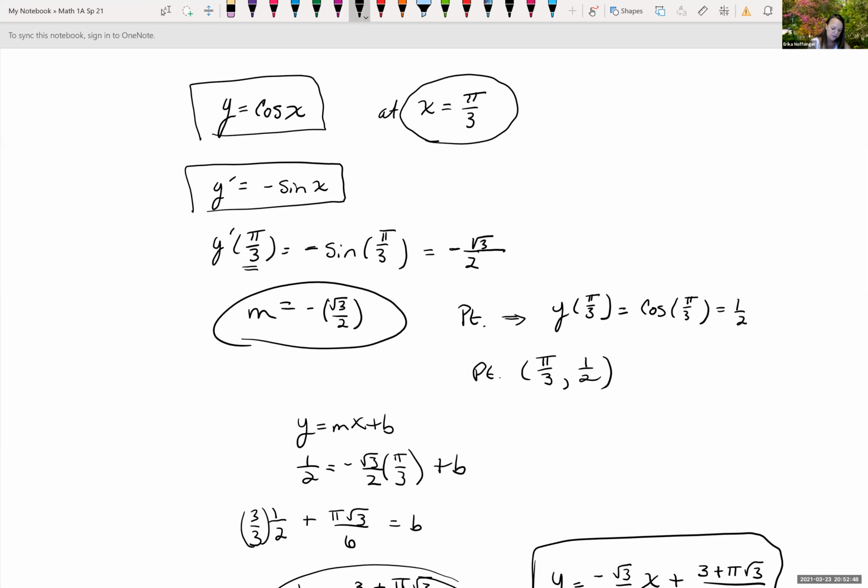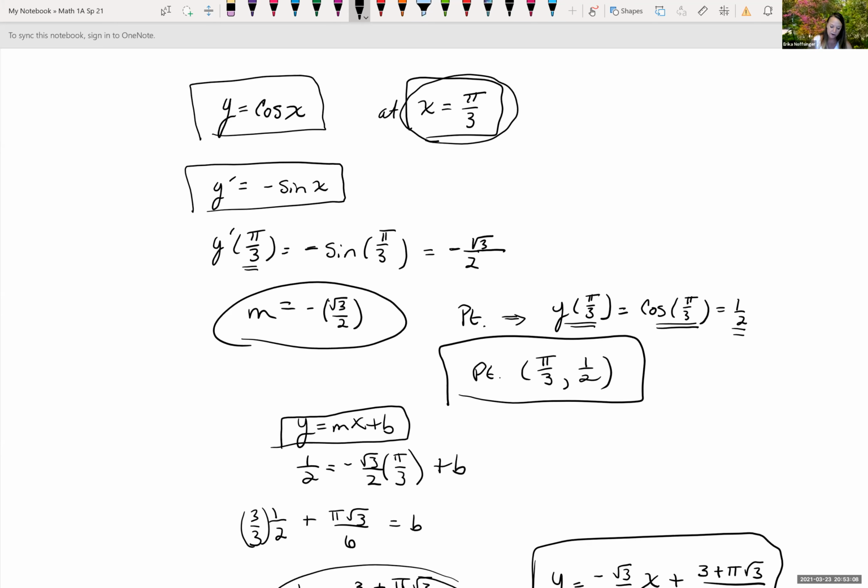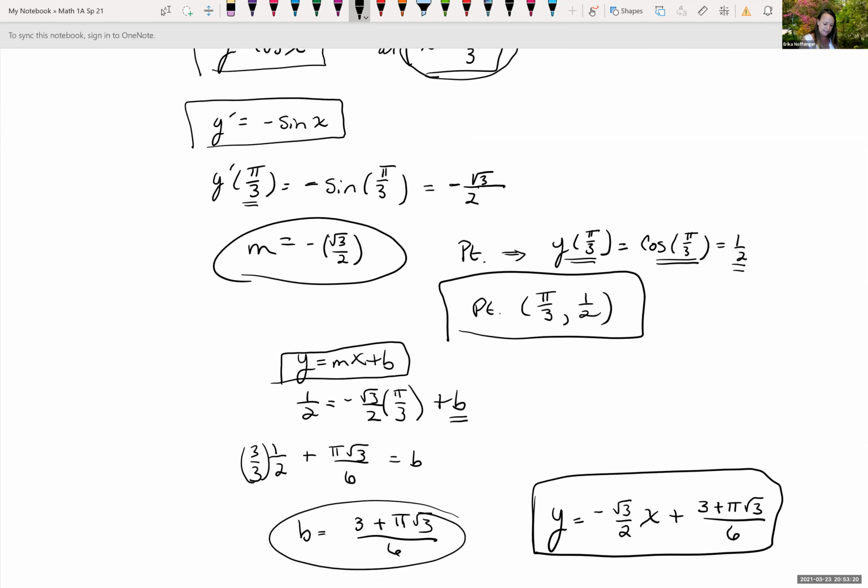So we figured out what the slope was, and then we had to figure out what the point was on that graph, y equals cosine of x at x equals pi thirds. So if we look at y of pi thirds, we look at cosine of pi thirds, which is 1/2. So we have a point at pi thirds, 1/2. We plug in what we know into y equals mx plus b to figure out what b is. And so y, which is 1/2, equals our slope, negative root 3 all over 2 times x, which is pi thirds, plus b. We want to get b by itself.